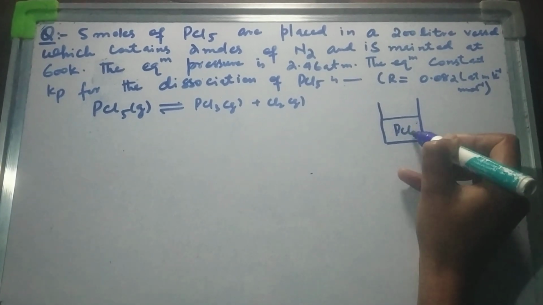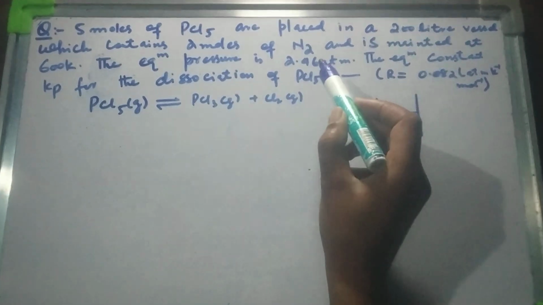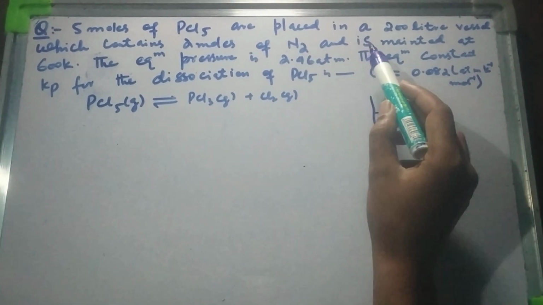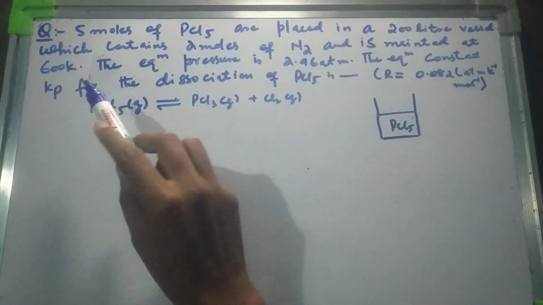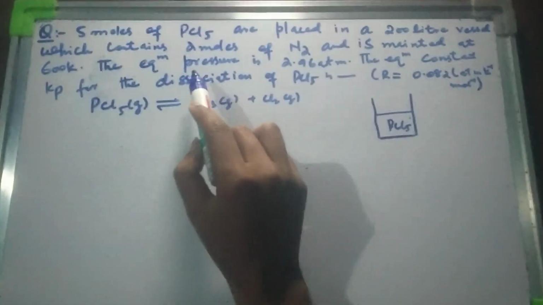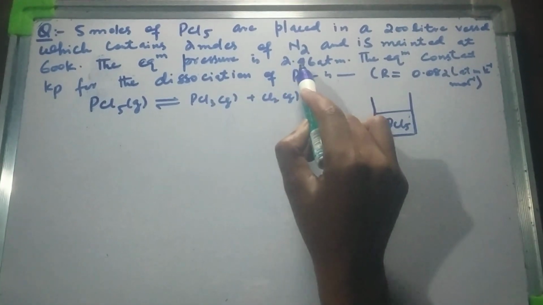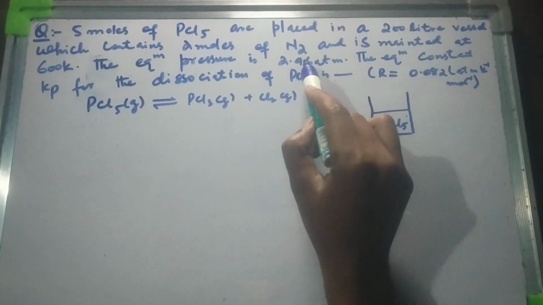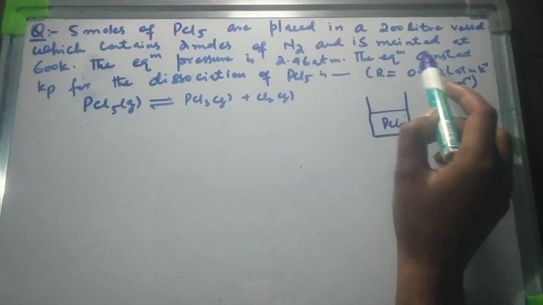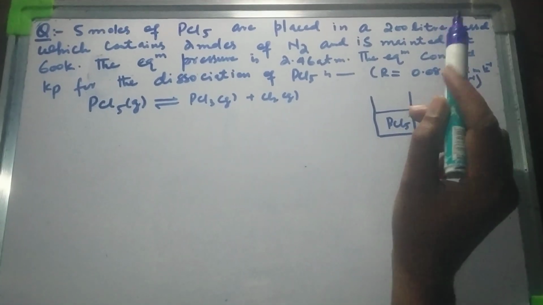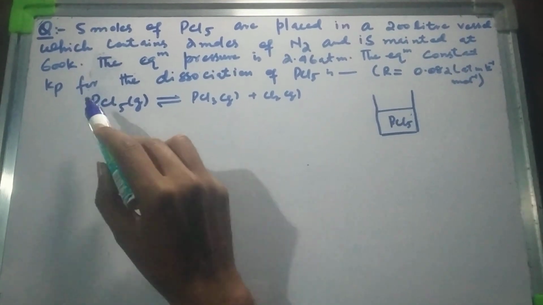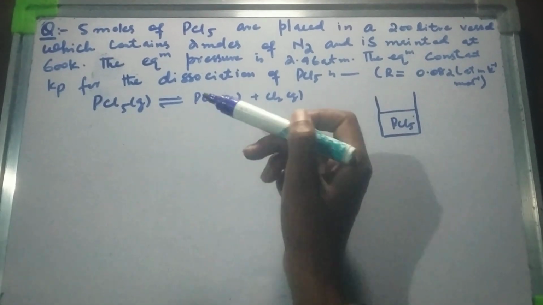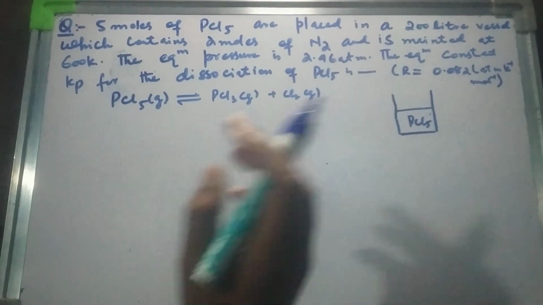Here is PCl5, and 2 mole of N2. The temperature is maintained at 600 Kelvin. The pressure at equilibrium is 2.46 atm, and we need to calculate the Kp value. Kp is the equilibrium constant. When we find the Kp value, we also find the dissociation of PCl5.